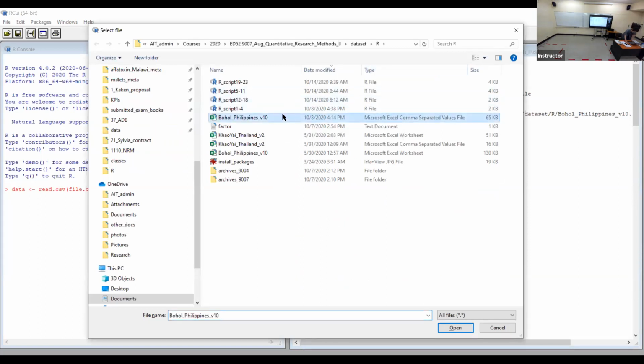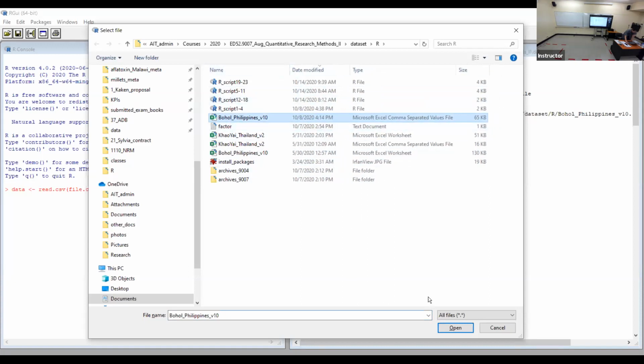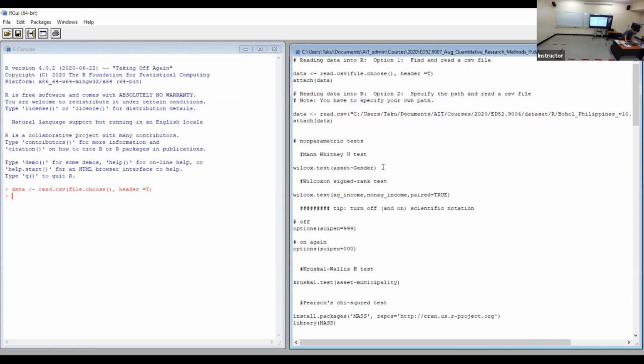You select the CSV format data file. And then after reading, don't forget to attach. So now you execute this second line, attach data, Control R or Command Enter. When you see no error message on the left side, it's a success. So now your data were read and attached.